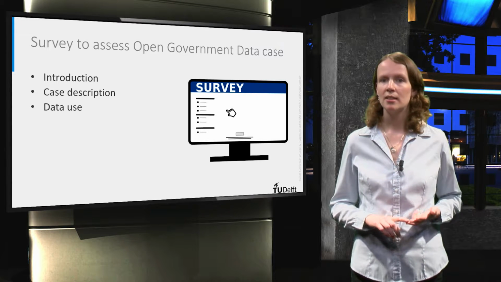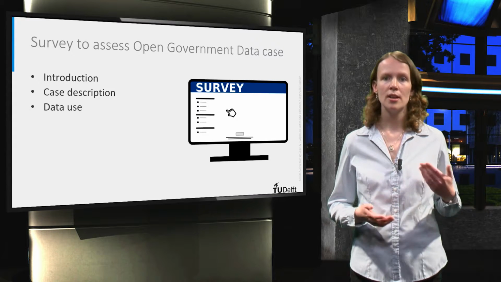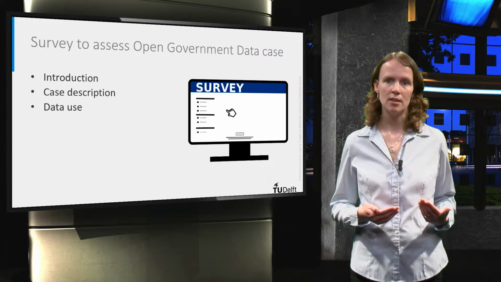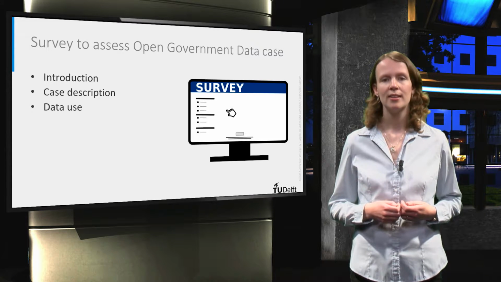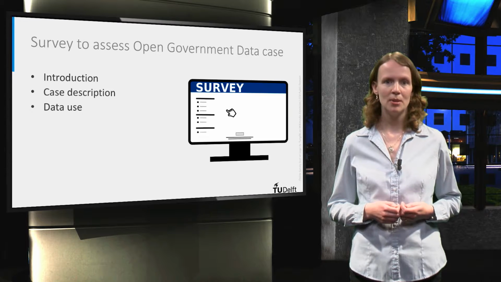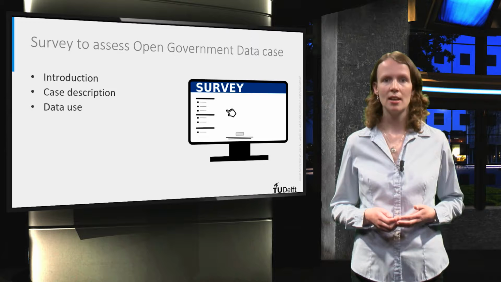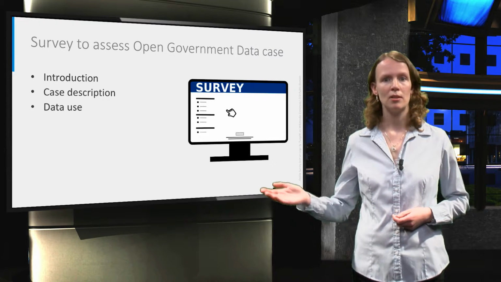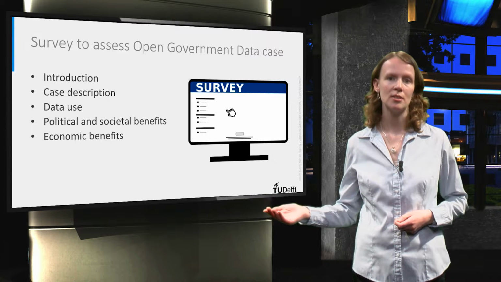And subsequently, there is a section in the survey concerning open data use. Here you examine the way that data is used in the case and which potential users are targeted. Thereafter, we examine the attained benefits of the case. Attained benefits are investigated in 3 categories, namely political and societal benefits, economic benefits, and operational and technical benefits.